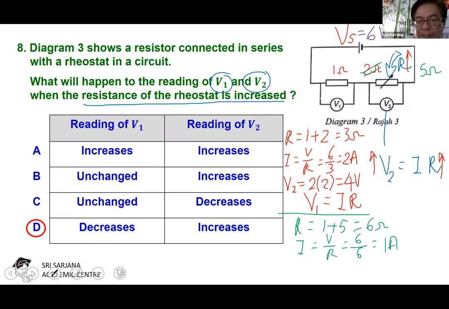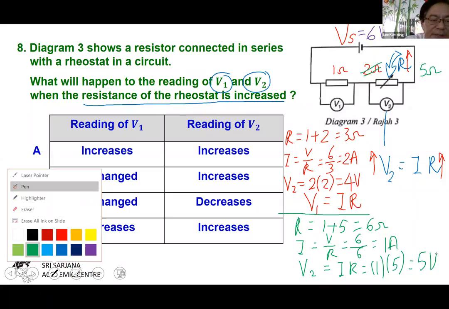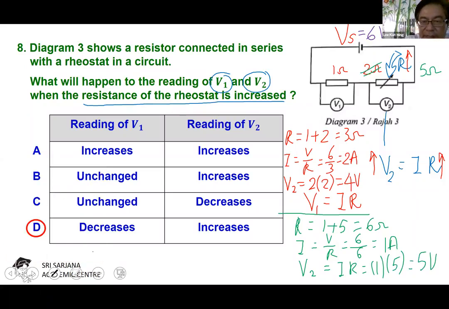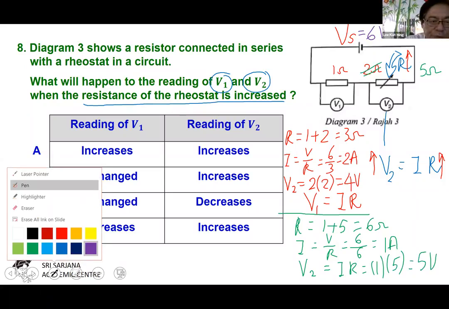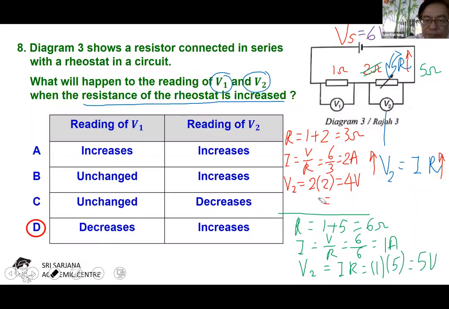But when I calculate my V2, what do I get? It's still IR. Even though the current is smaller, the resistance, remember, I changed to 5. And now I'm going to get 5 volt. Do you notice that? My V2 actually increased from 4 volt to 5 volt. I show in the box. You notice that?